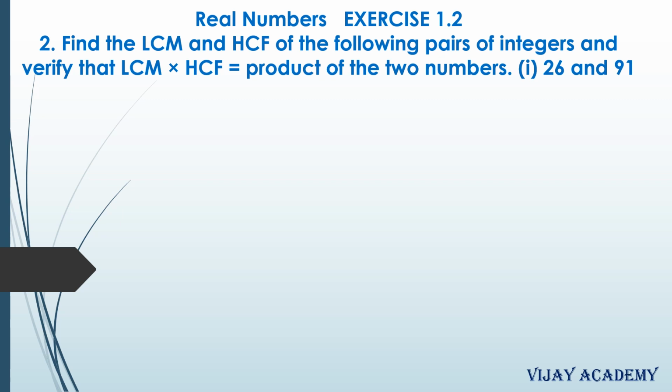Find the LCM and HCF of the following pair of integers and verify that LCM into HCF equals the product of the two numbers. So the first question is 26 and 91. Let us write the prime factorization of 26. 26 is divisible by 2, giving 13, so 26 can be written as 2 into 13.